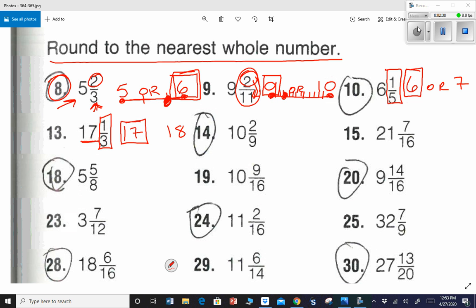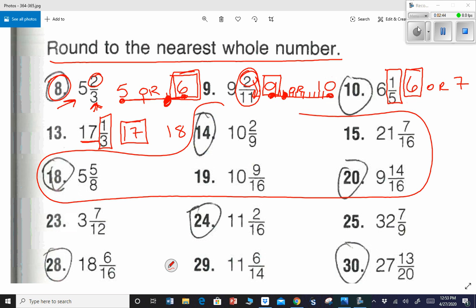Okay, you do 14 through 20. Pause the video and do those, and then check back for the answers.